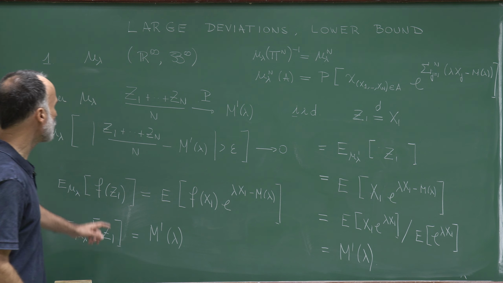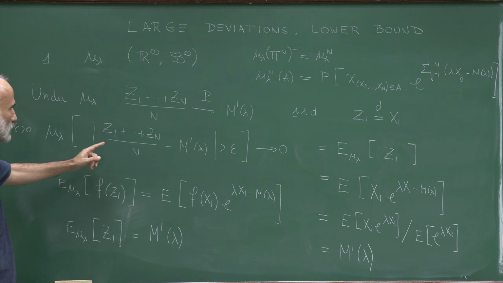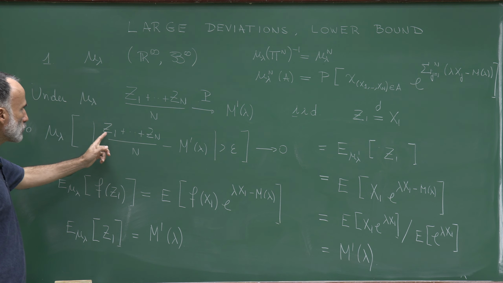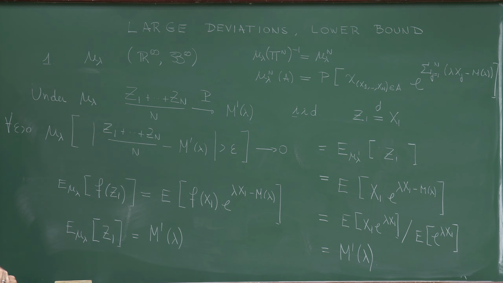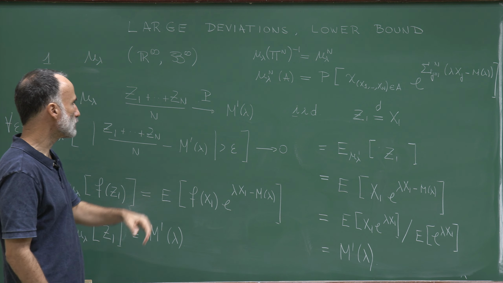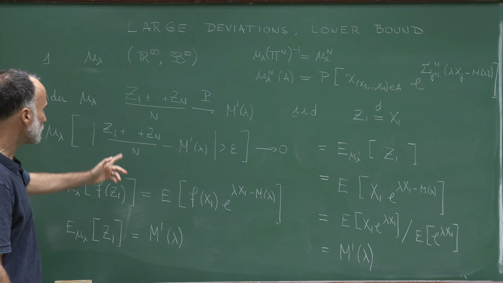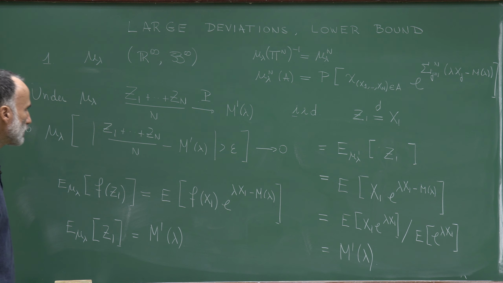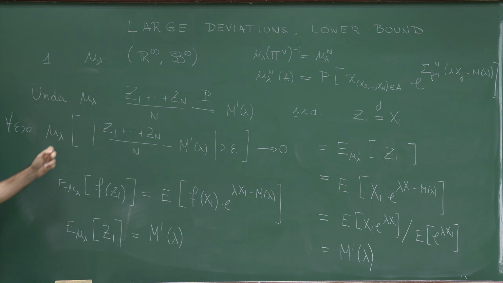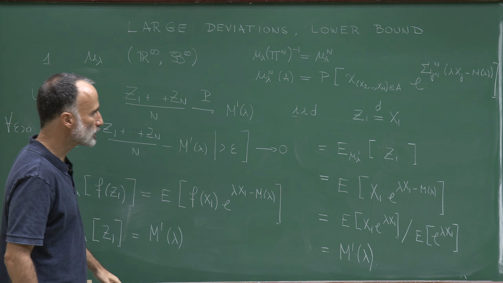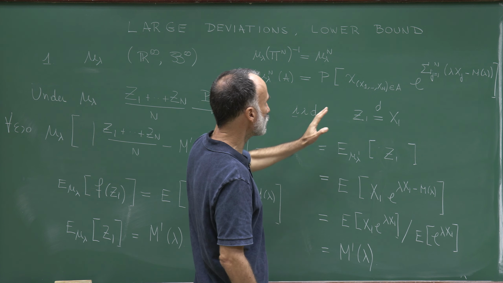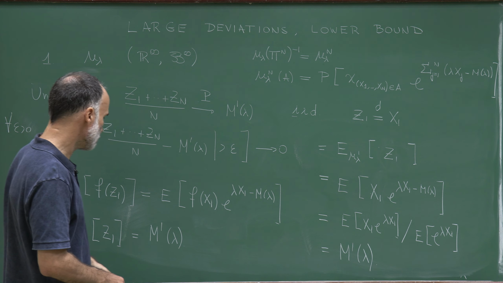The proof I presented in the previous lecture shows that indeed this statement holds, because we can just use the Chebyshev inequality and the fact that all these variables have an exponential moment under the measure mu lambda. So we will use this information in order to prove the lower bound for the large deviations.